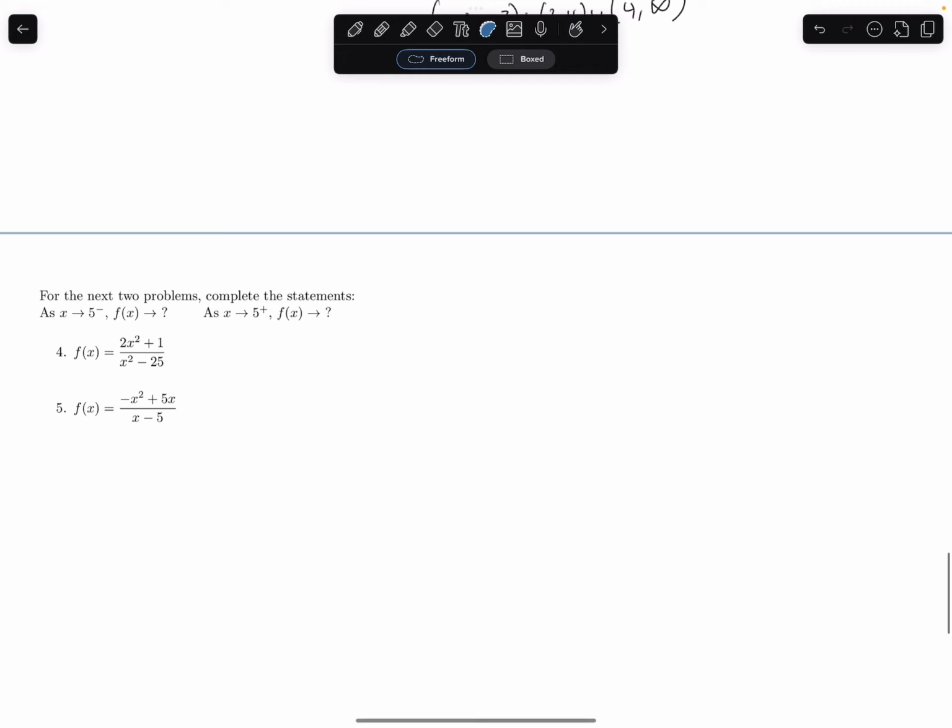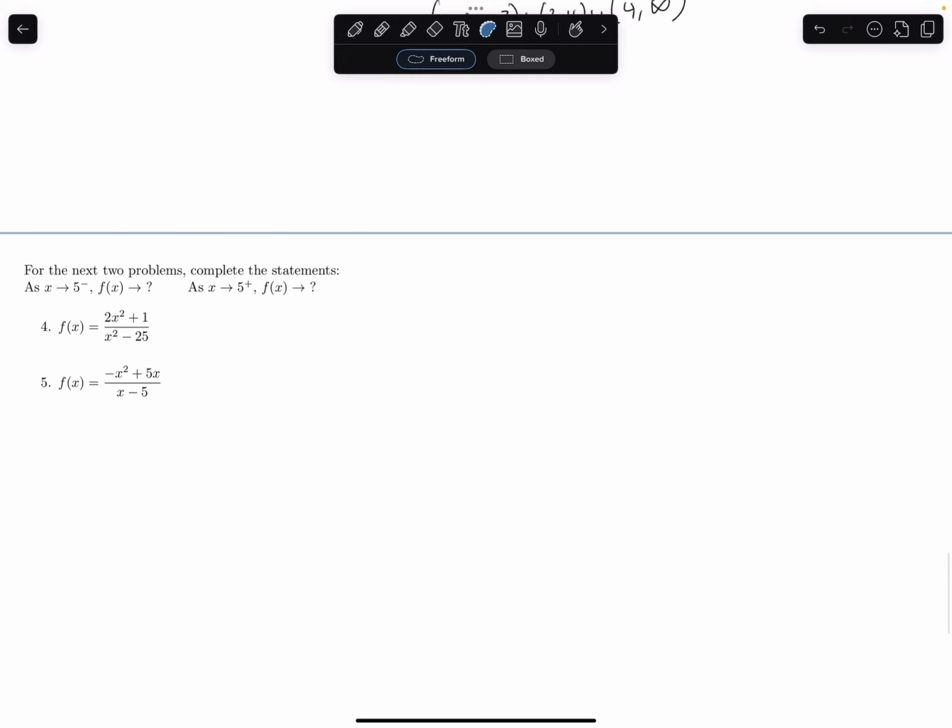Okay, for the next two problems, complete the statements. As x approaches 5 from the left, what does f of x become? And as x approaches 5 from the right, what does f of x become? Okay, so, first thing to notice, let's look at number 4. If x is exactly equal to 5, then that would be 25 minus 25, which is 0, right?